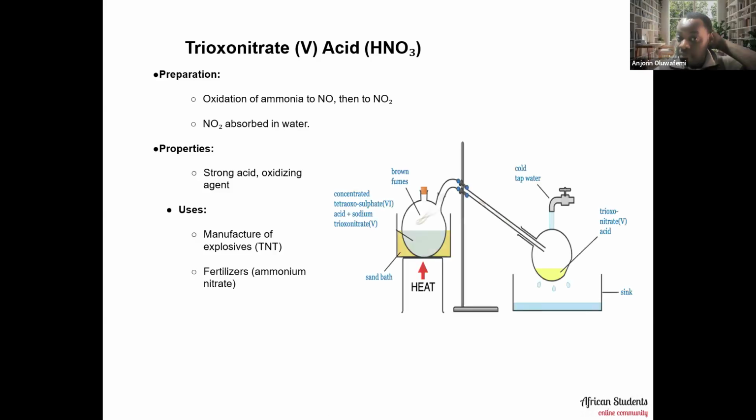So the setup for the preparation looks like this. This is how the setup looks. And then trioxonitrate (V) acid is produced thereafter. Okay. What are the tests for non-metallic ions?